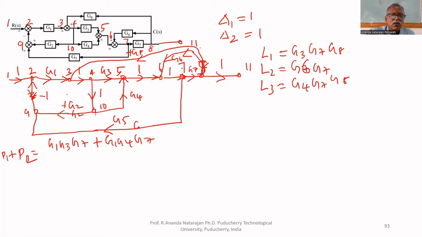What is this? 3, 4, 10, 5, 6, 7, 8, then come to 3. So that is a closed loop: G4, G7, G8. One more feedback path here: G1, G2. L4 equal to G1, G2. That is minus. Why? Because minus 1 is there. That's why minus.